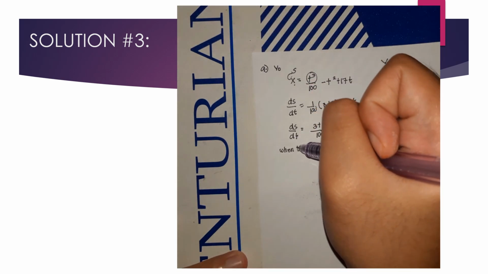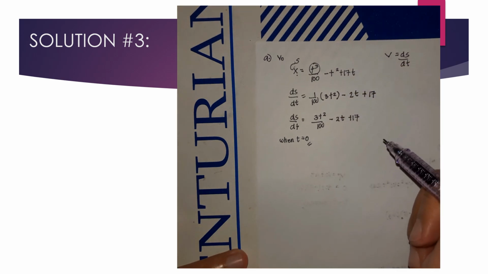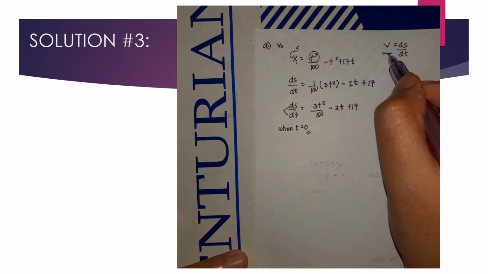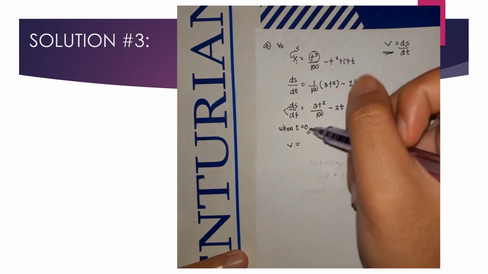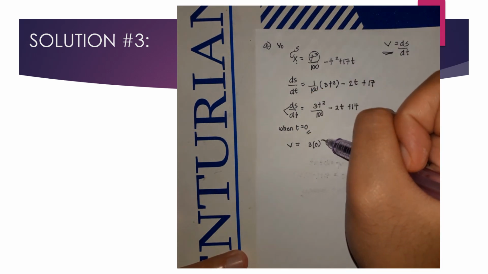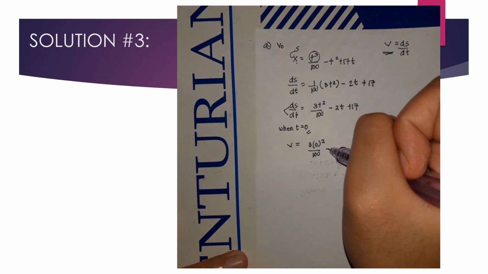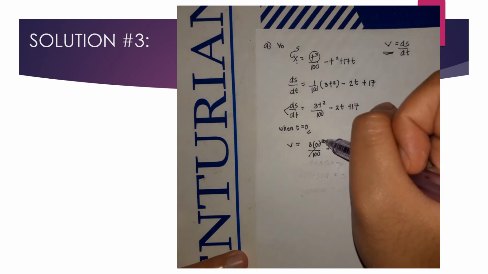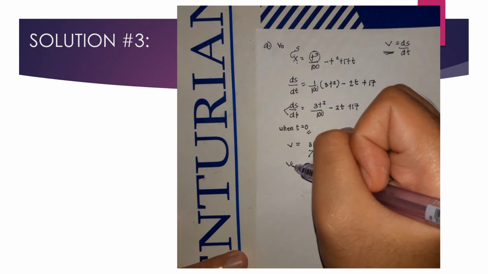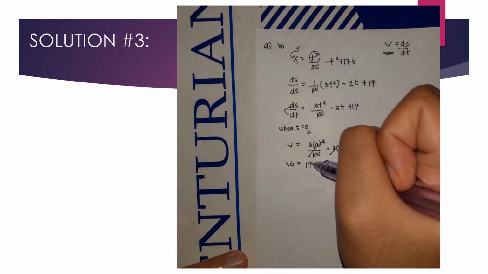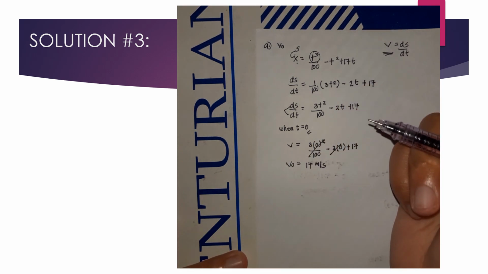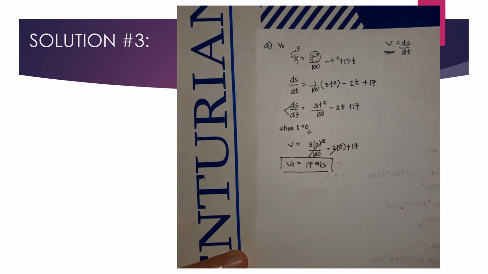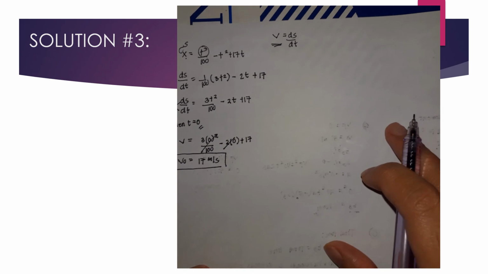Next, in the problem, it asks what is the value of v initial when t is equal to 0. So technically, this is our velocity. Substitute the value of 0 to t, and we cancel these terms. Our velocity, we're left with 17 meters per second. And this is our initial velocity. Answer to letter A.